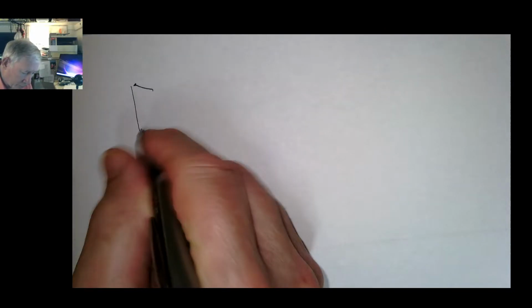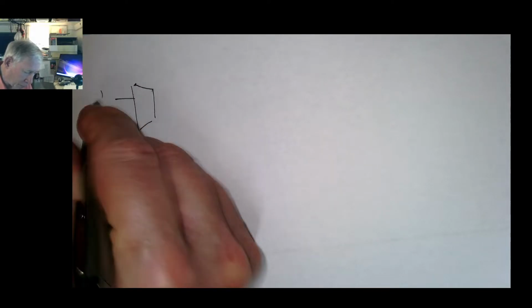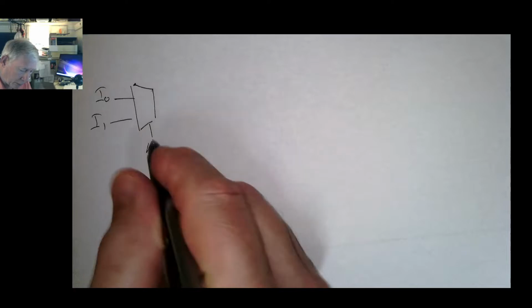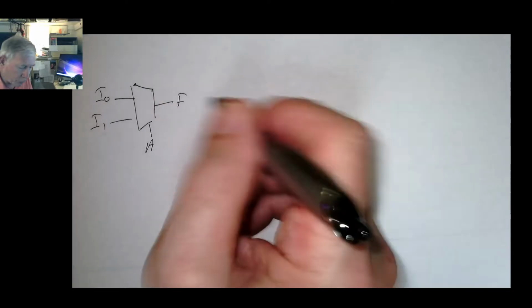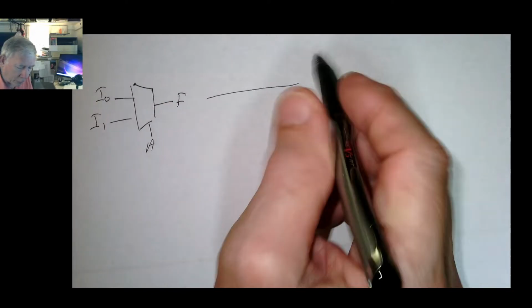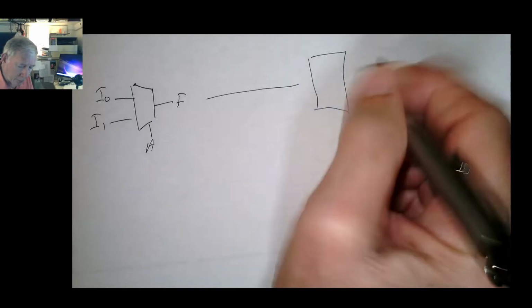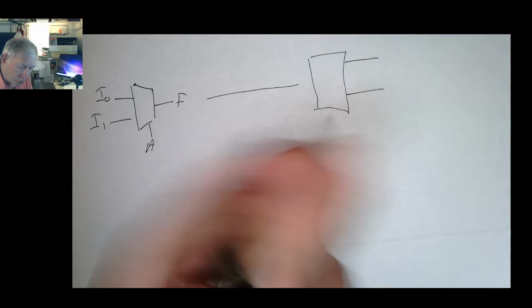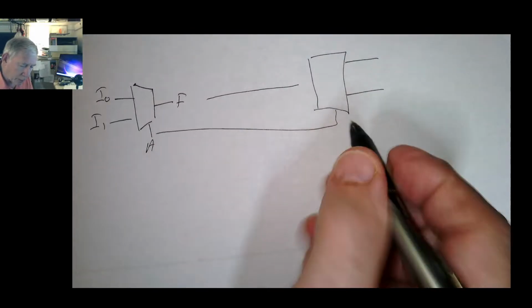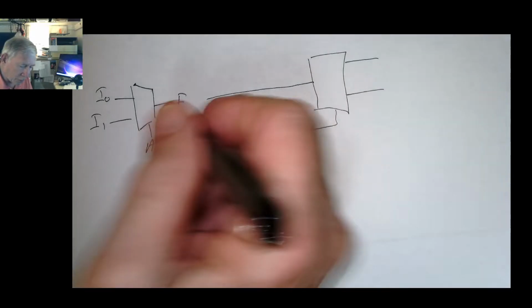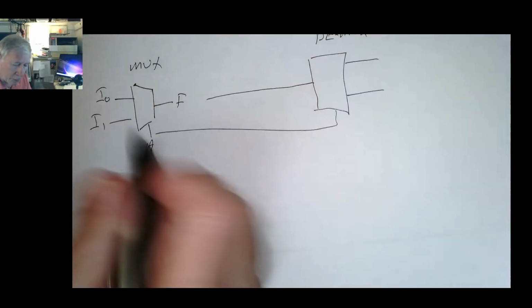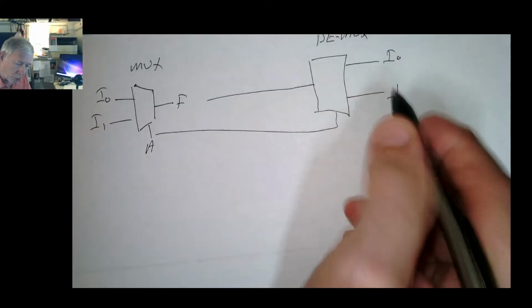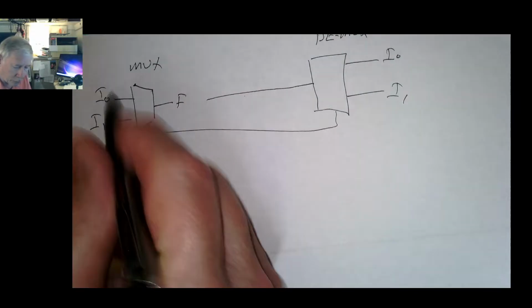So we take our 2-to-1 mux. We have two inputs, I0 and I1, and we have a control line A, and we have an output F. Now, in some uses, we would actually have a wire going over here, and we'd have a demultiplexer that would then give us two possible outputs, and we would maybe even connect the control lines. So this would be the mux, and this would be the demux, and we would have I0 here and I1.